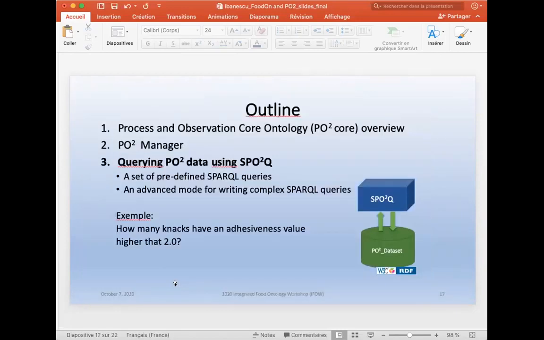We built a second tool, which is Spock, for querying data stored in the repository. It proposes a set of predefined SPARQL queries for users who don't know SPARQL, and there is an advanced mode for writing complex SPARQL queries. Let's take the example I gave at the beginning of my talk: how many knacks have an adhesiveness value higher than 2.0?